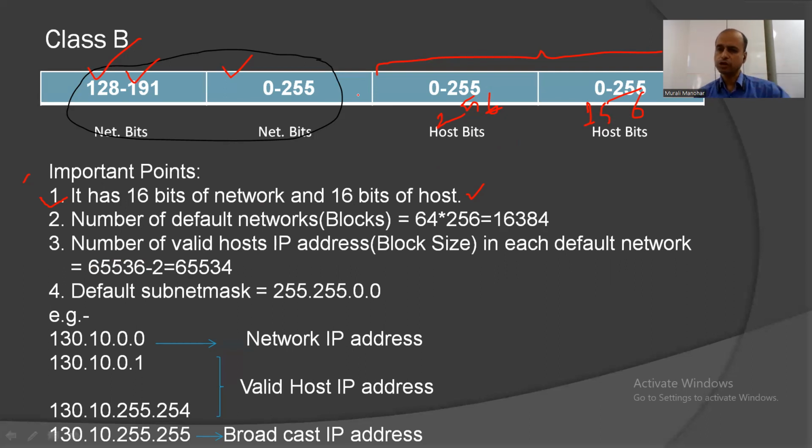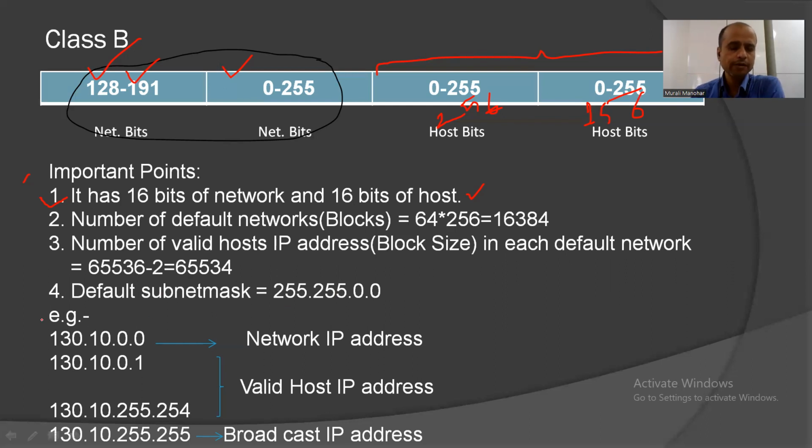But once again, we have to reduce by 2. Why 2? Because the very first IP will be used as the network IP and the very last IP will be used as the broadcast IP. That's why I have written 65,536 minus 2. The final value, means the total valid host IP addresses, will be 65,534 only. Okay. Now, about the default subnet mask: the subnet mask gives the range of a node in a network, and in class B the default subnet mask value is 255.255.0.0.